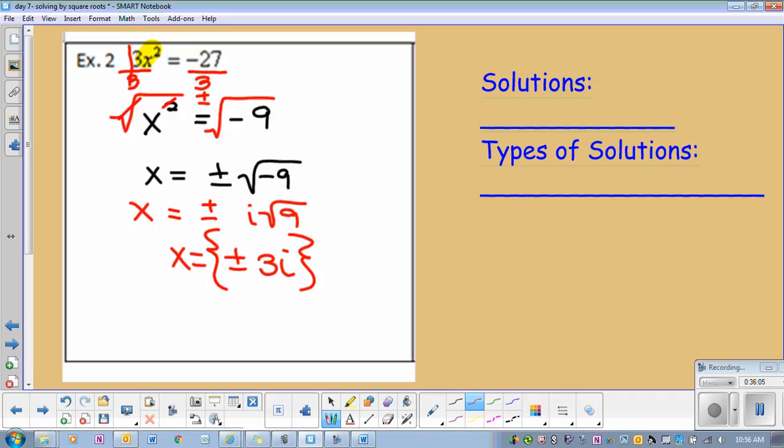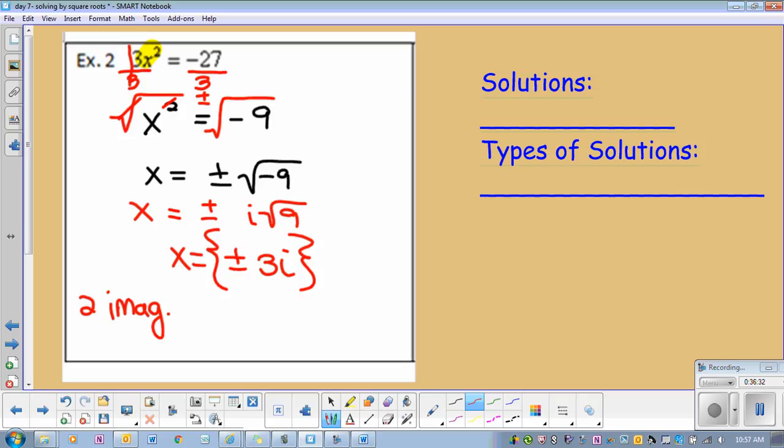Okay? Since this has an i in it, and there's a positive one and a negative one, this has two imaginary solutions. You'll still be wrong if you never put the plus or minus. Yeah, you will get a point taken off for that.